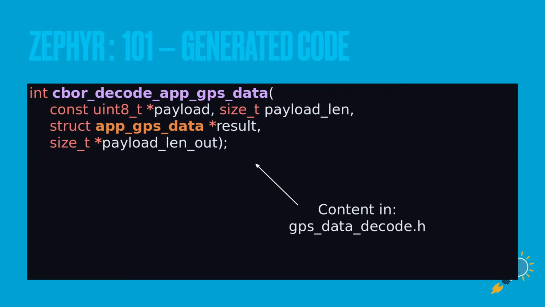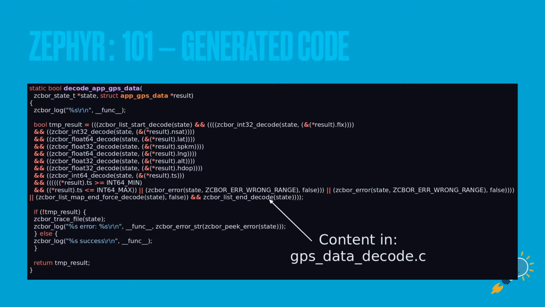Here's the decode on the other side. Again, you're providing that raw data, so you've got the payload. You have the payload length, which is how many bytes are in the payload, and then you want to provide a pointer to the actual data. In this case, you're just going to be using a zeroed out app GPS data, and then the size of the length out. Does that make sense? Do you need that size value? It's automatically generated, but there it is.